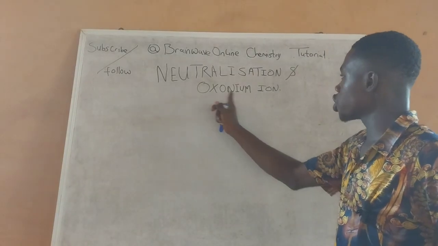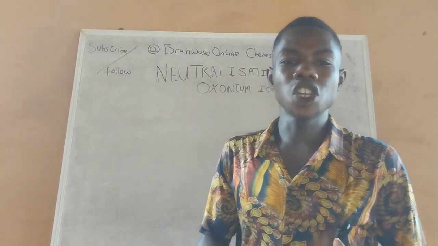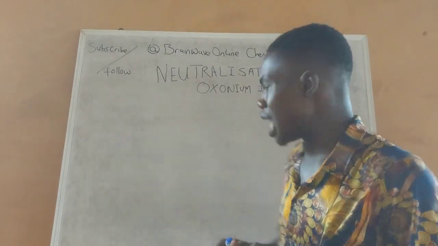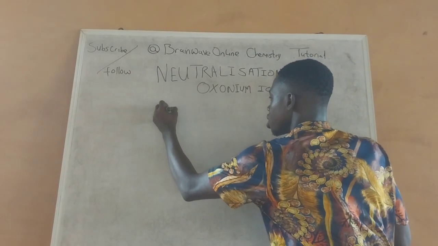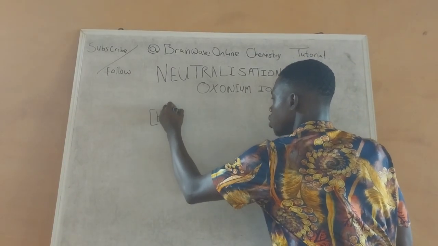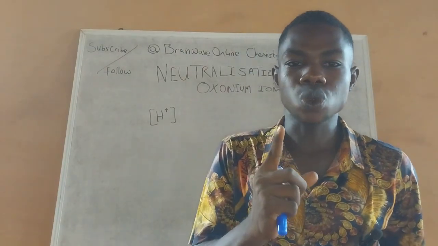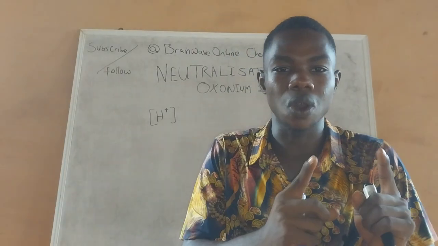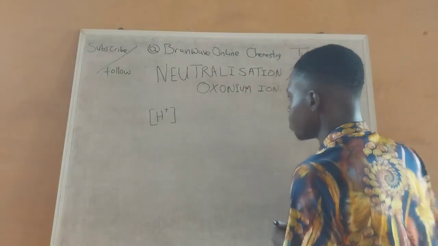So from here, we'll be moving straight to oxonium ion. Now, what are oxonium ions? Oxonium ions are ions that are formed when a hydrogen ion reacts with 1 mole of water. So this ion is formed when a hydrogen ion reacts with 1 mole of water. So mathematically, it is expressed as this.